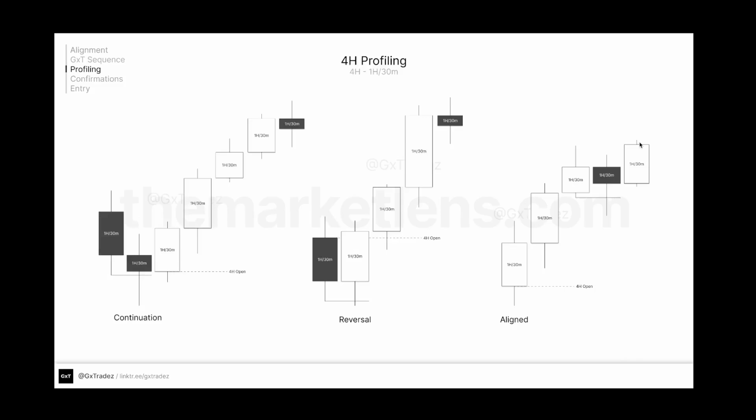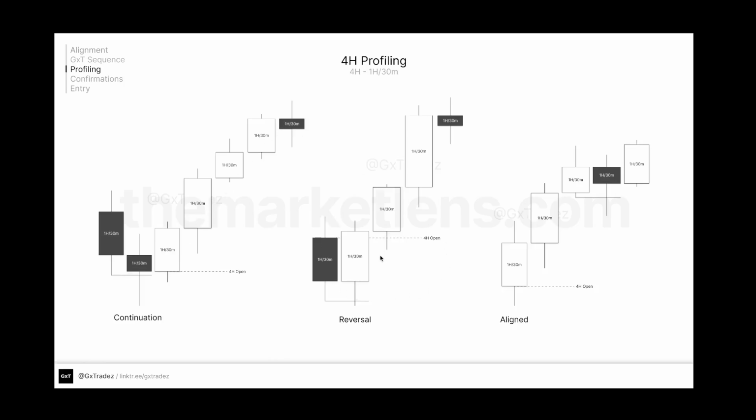Now, this is just simple GxT: 4-hour, 1-hour, 30-minute, profiling a 4-hour candle with 1-hour and 30-minute swing formations. So here we are, the continuation version, where the previous 4-hour candle manipulates, that next 4-hour candle is opening up within that lower time frame reversal, and it just continues.